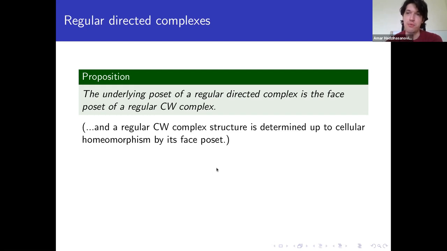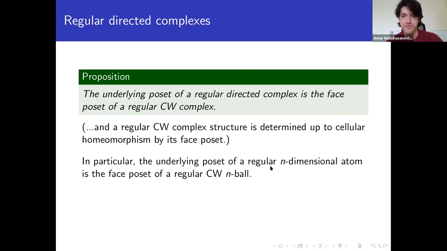And these are well known in combinatorial topology as being spaces that are somehow determined by their combinatorial structure, because a regular CW complex structure is determined up to a cellular homeomorphism by its face poset. In particular, the underlying poset of a regular n-dimensional atom is going to be the face poset of a regular CW n-ball.